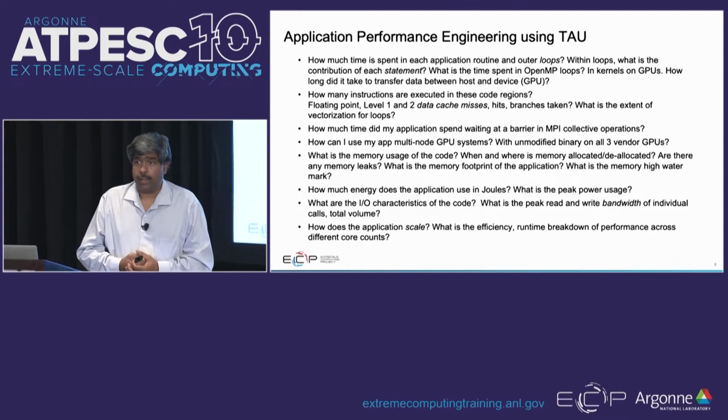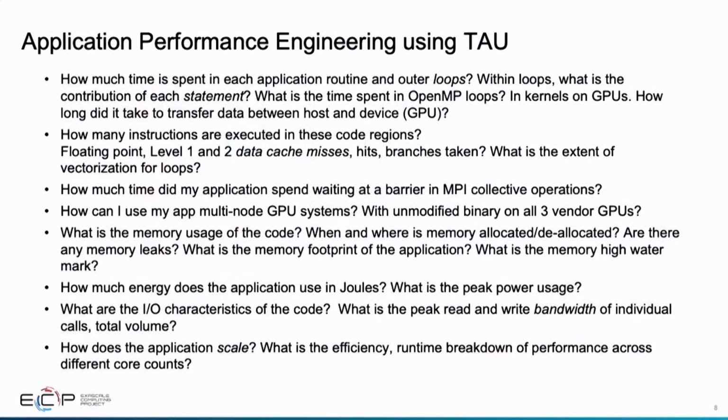Tau can show you where the application is spending its time, at which function, at which loop, at which file. You can see what happens on the GPU's kernels. You can measure them precisely. You can see the data transfer between the CPU and the GPU. You can see how many instructions were executed. You can measure using PAPI, hardware performance counter, or LIKWID. These are two important tools, and Tau supports both of them. So you can measure floating point instructions, branches taken, all of those low-level hardware performance counters.